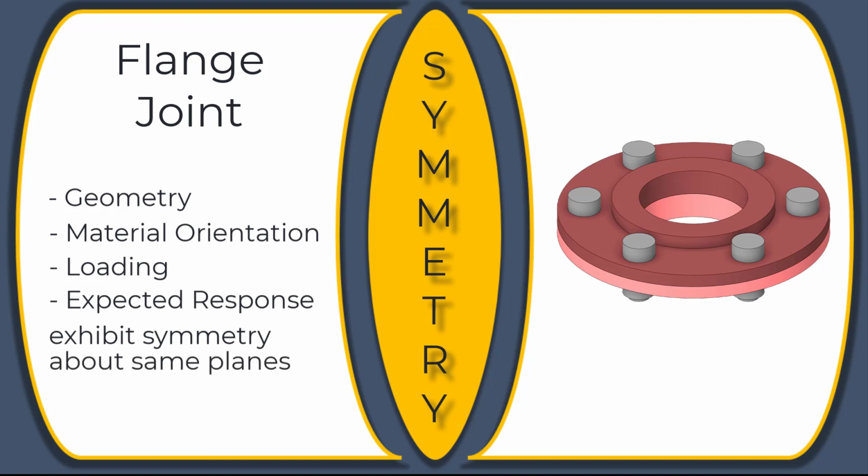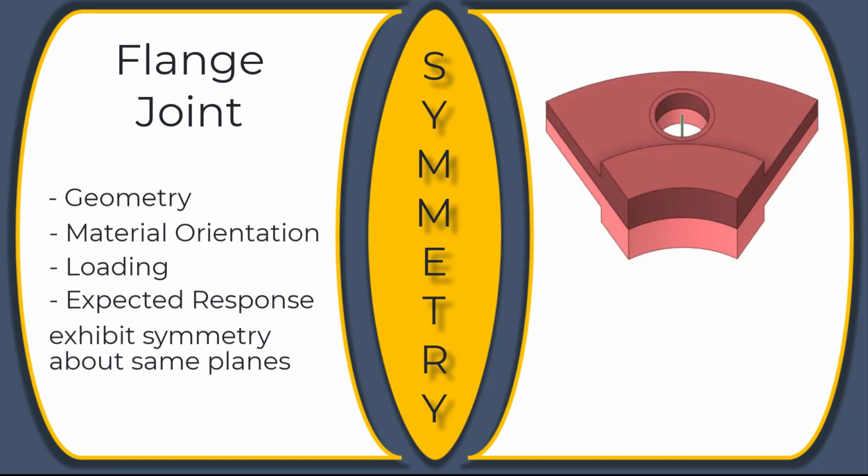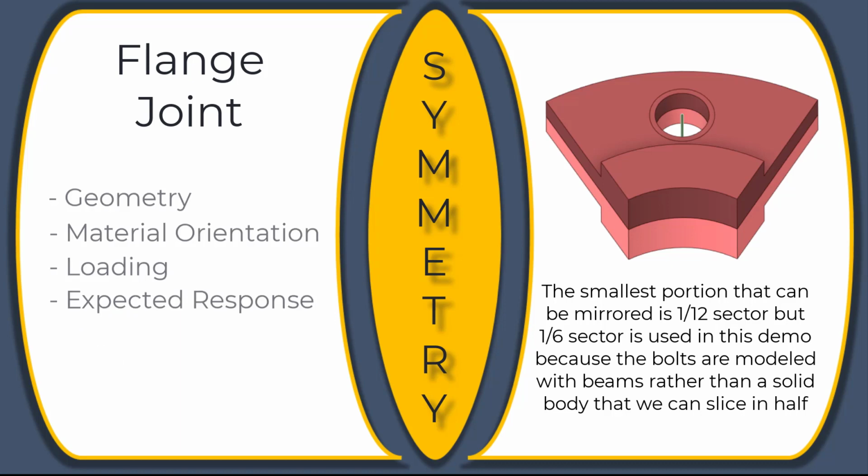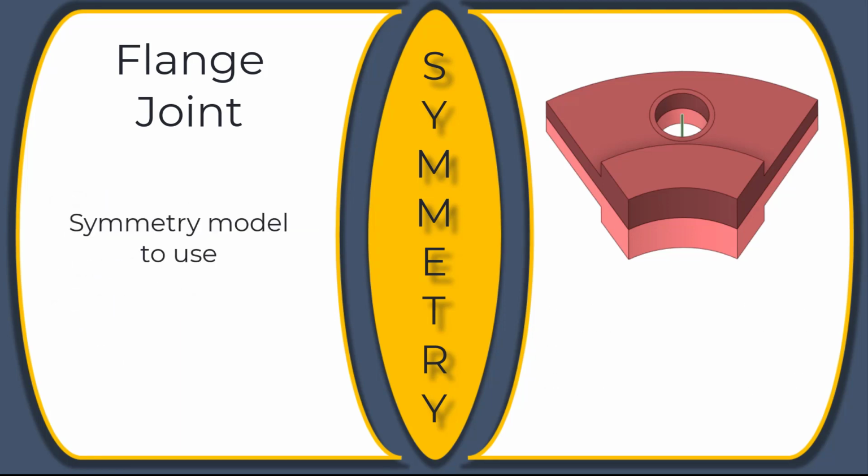Thus, we can take advantage of symmetry and model only 1/6 sector of the full model. This will not only help to reduce the analysis runtime and memory requirements, but also get more accurate results. To model this 1/6 sector of joint as a symmetric model, we could make use of the cyclic symmetry region. Recall that cyclic region allows us to solve for repeating sectors and still get a non-symmetric response.